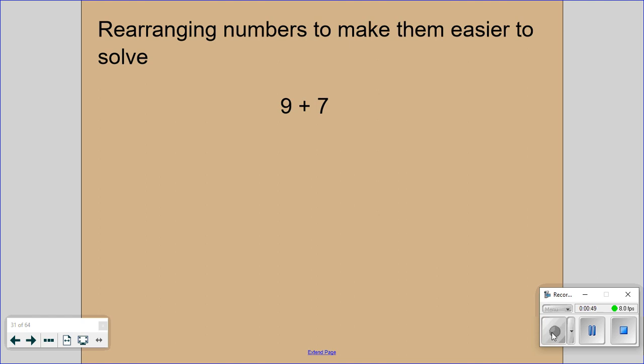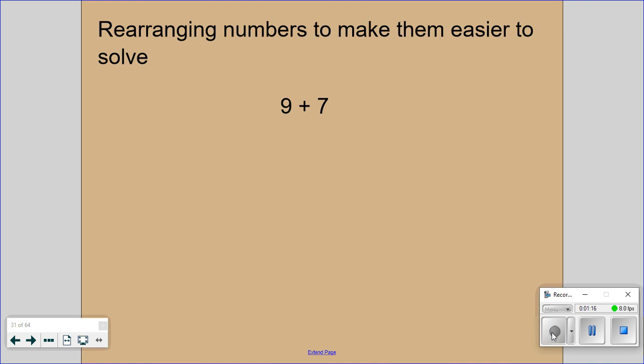All right, does anyone have an idea on how I could rearrange this problem to make it easier to solve? Lincoln, what do you think? I don't have a 16 here, though. It is the answer, but that didn't make it any easier for me to solve. You just gave me another way to show my answer. I want a way that's easier to solve.